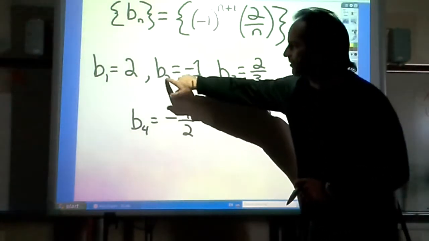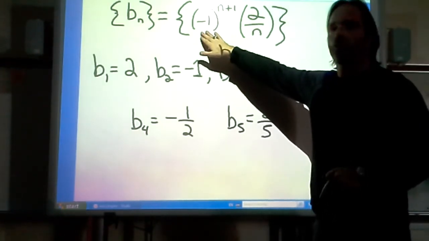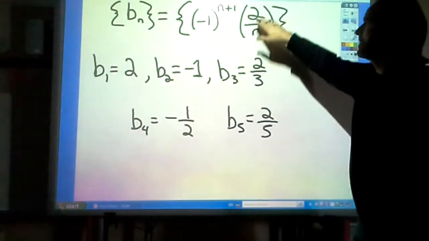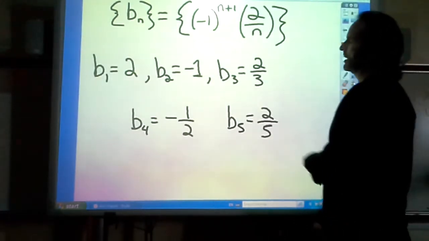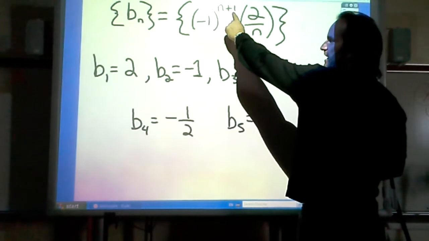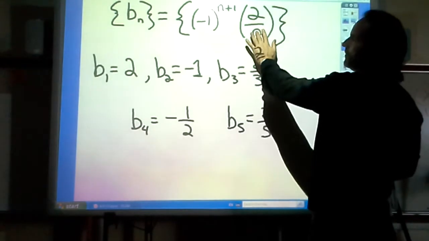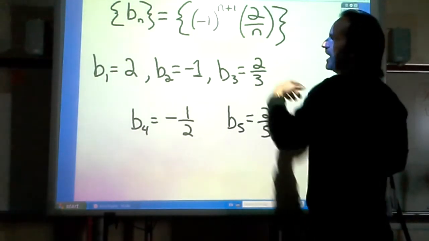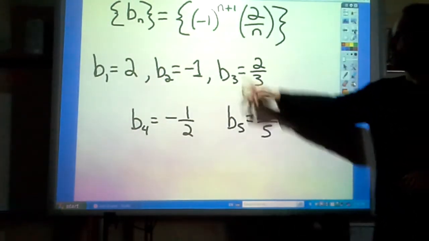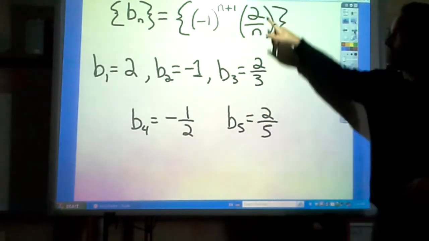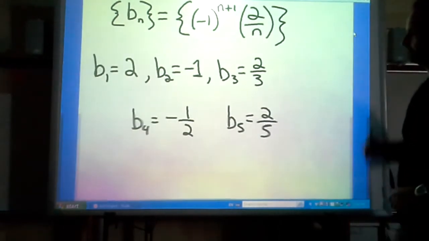Let's plug in my second term, b sub 2, I plug in 2. 2 plus 1 is 3, odd exponent, negative 1 will stay negative. Notice the negative, and 2 over 2 is 1, so I get negative 1. Now I plug in 3, b sub 3, now I have 3 plus 1 is 4, even, positive, and 2/3. Then I plug in 4, that's 1/2, but 4 plus 1 is 5, negative 1 to an odd power, so I get negative 1/2, and so on. There's me listing, I end up getting 2/5. Fifth term, 5 plus 1, 6 is even, so it's positive, and 2/5. So there's the first 5 terms of a sequence that I just went through, okay?